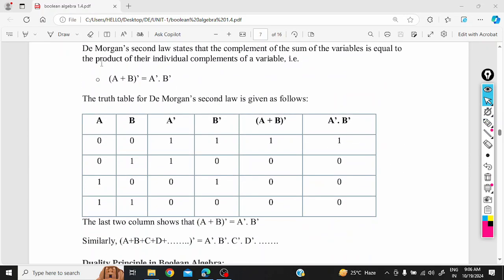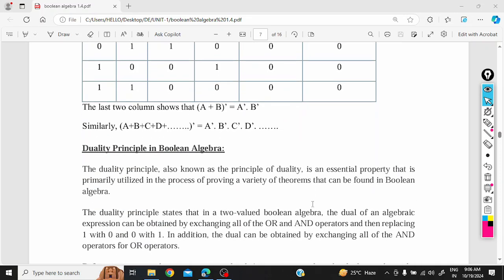Now De Morgan's second law. If I am having (A plus B) whole bar, then the output will be A bar dot B bar. You can see clearly, for 0 0, 0 1, 1 0, 1 1 combinations, I have taken A bar and B bar. Then I have done (A plus B) whole bar, and A bar dot B bar. I am getting two columns similar. So this is what De Morgan's law states. (A plus B) whole bar is equal to A bar dot B bar. (A dot B) whole bar is equal to A bar plus B bar.